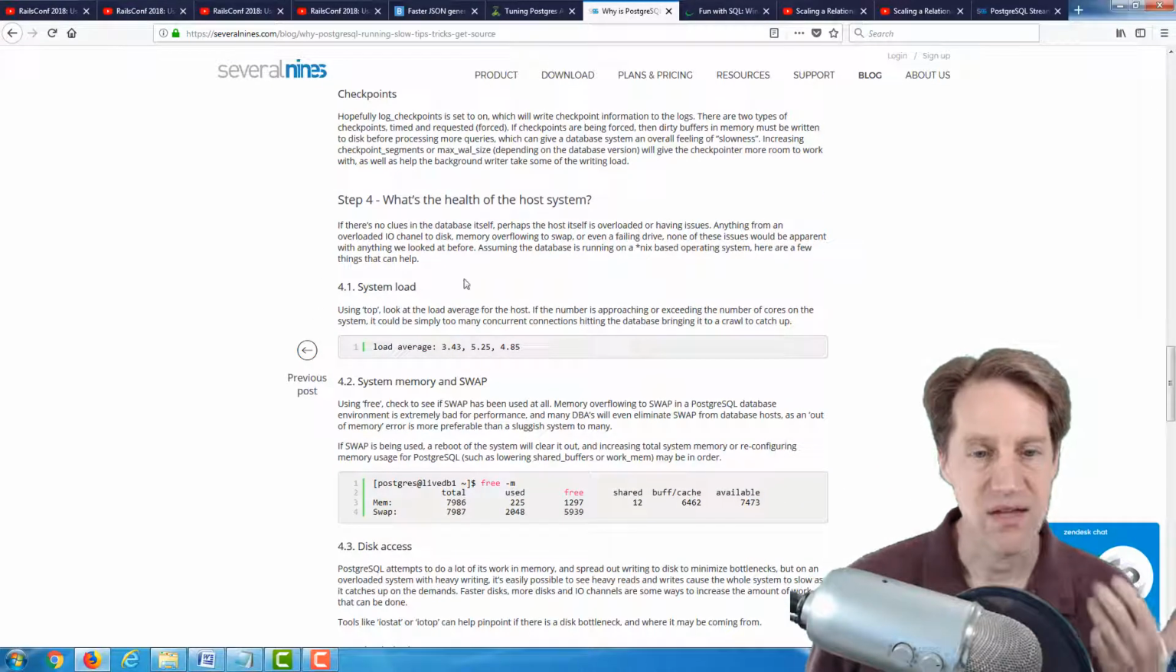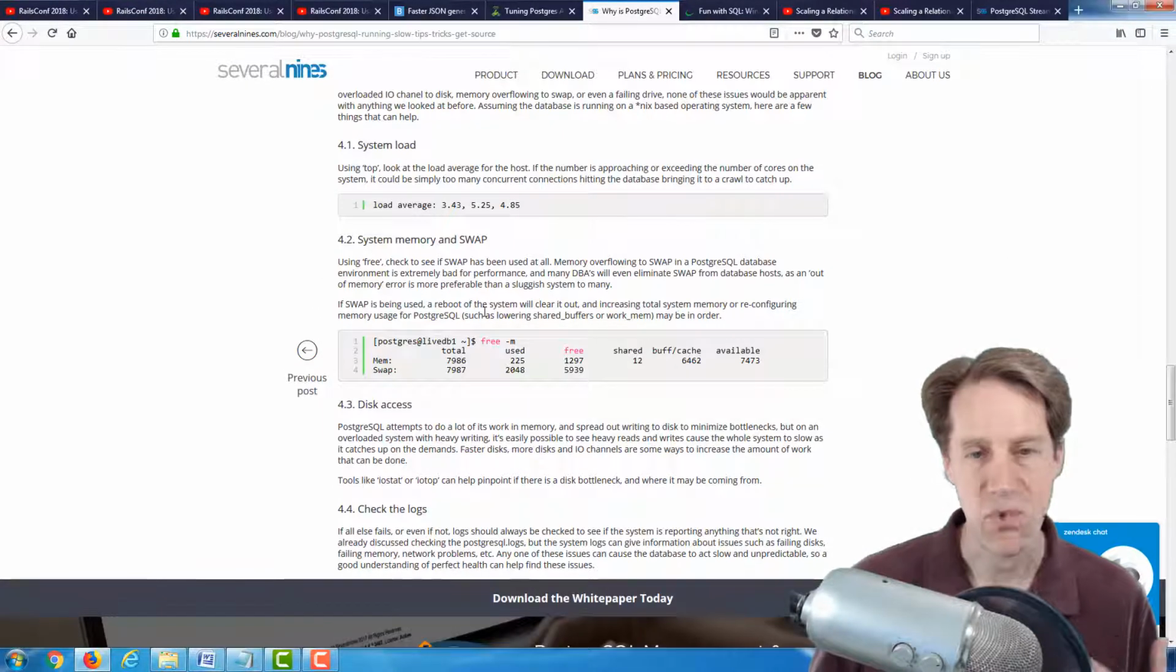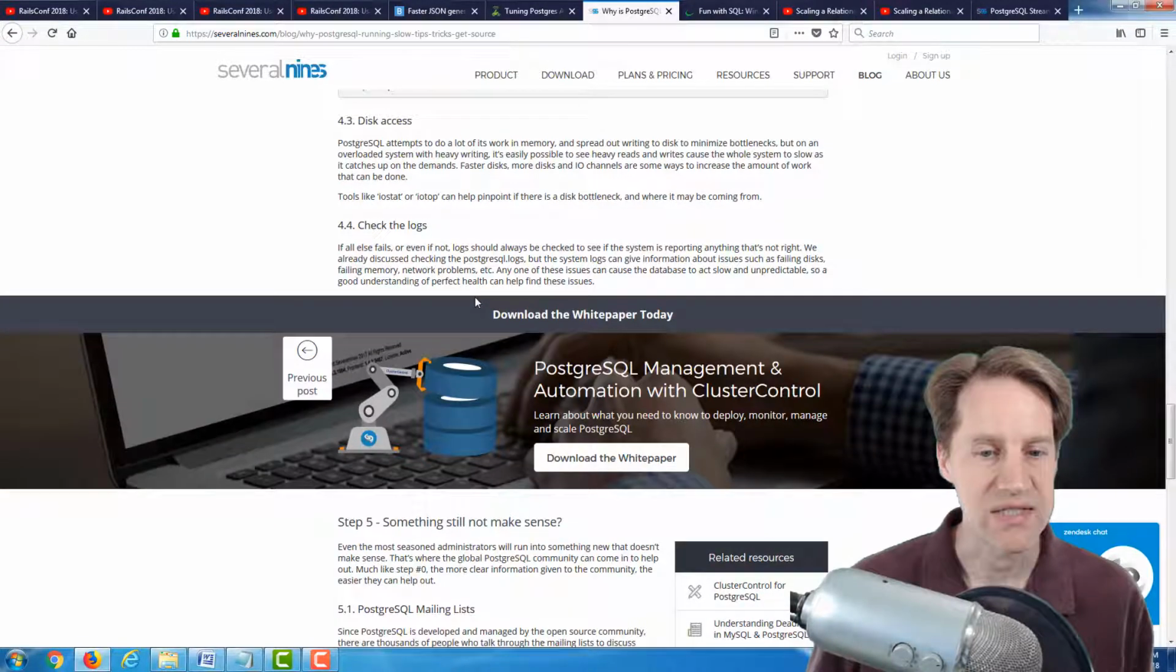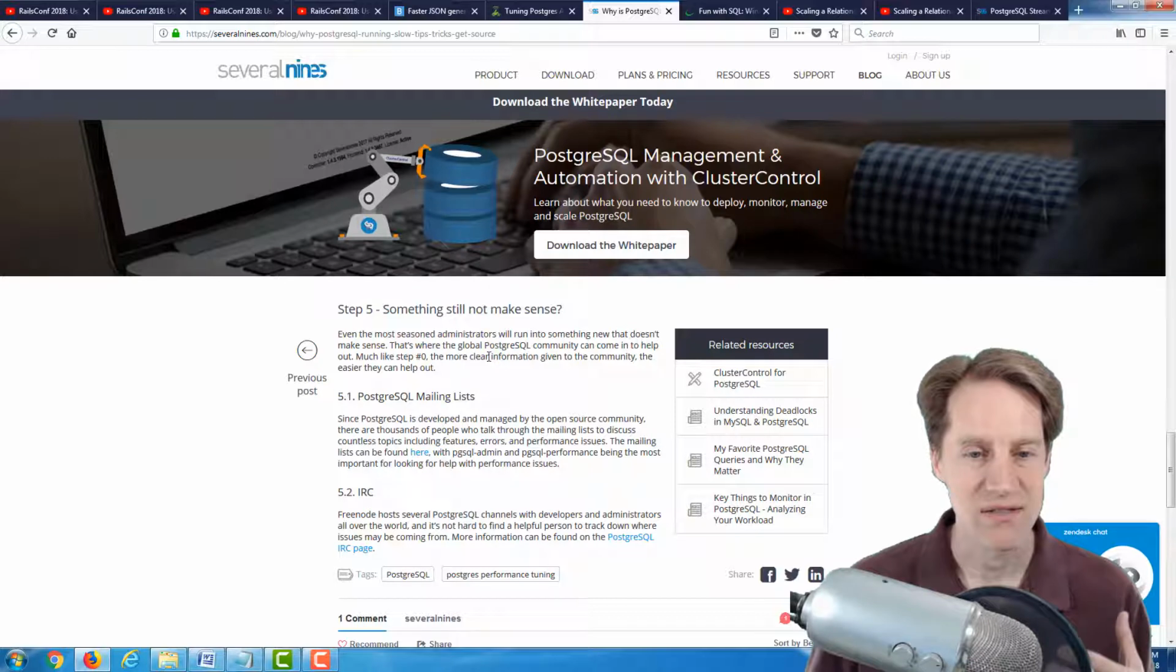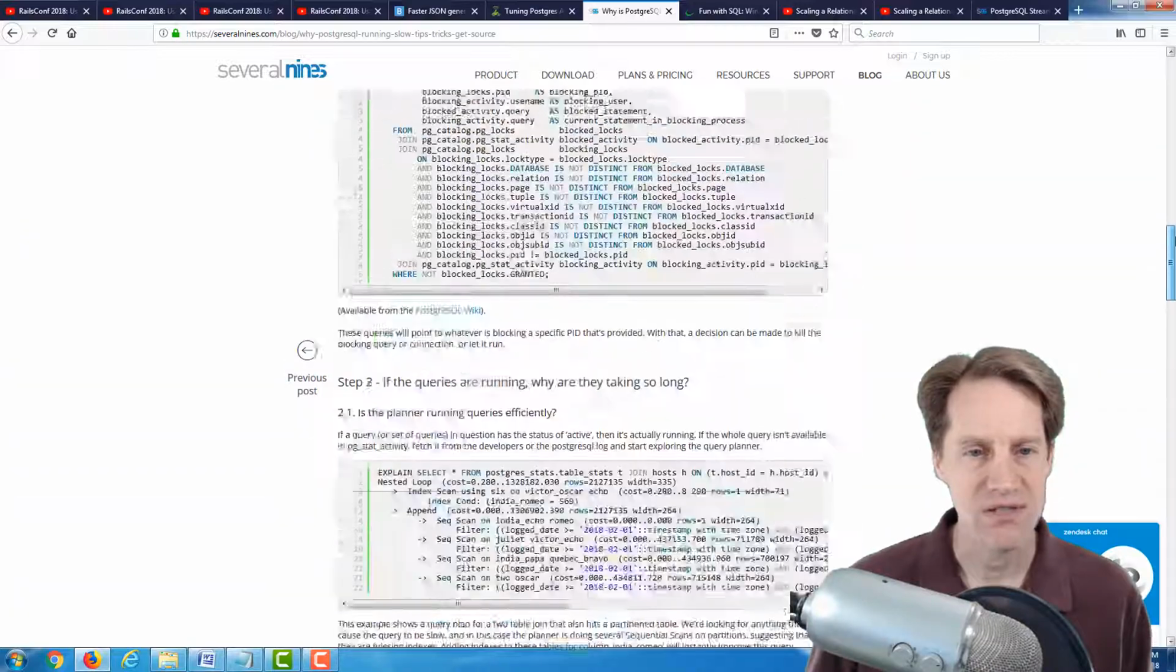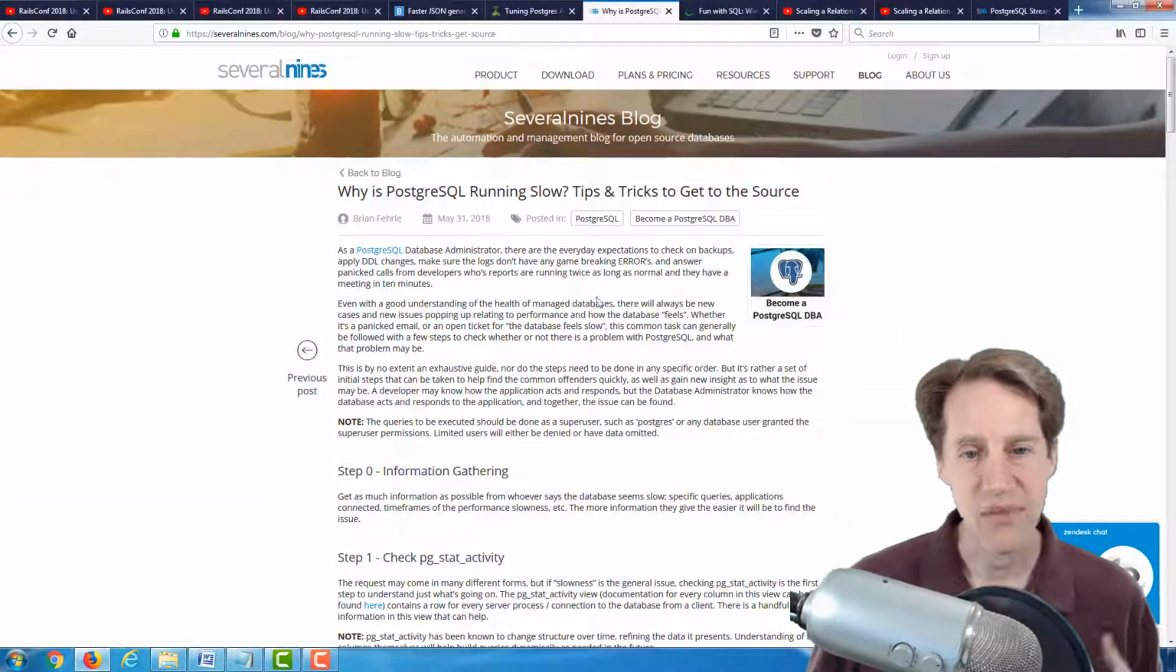And then covering things like the health of the system. Is it swapping to disk? What is the CPU load? And the different logs of the system. And then finally, they suggest getting some assistance if you're not able to narrow down what the potential cause is. Some pretty good series of steps to check when your database or certain queries are running slow.